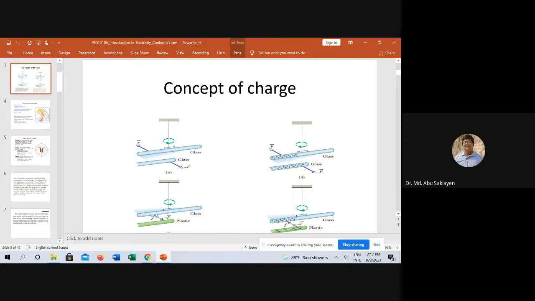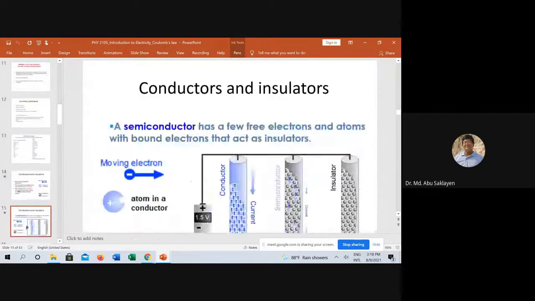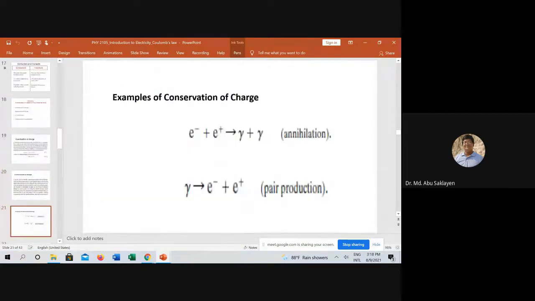During rubbing the glass rod with a silk cloth, the glass rod lost some electrons, and the silk cloth gained these electrons. So before rubbing and after rubbing, the total charge of the system remains constant. So this is known as conservation of charge. Do you know an example of conservation of charge?